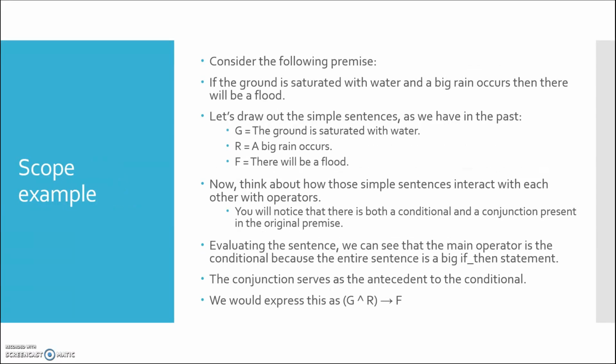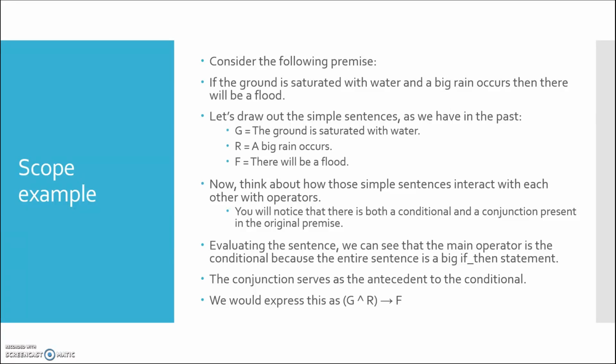So here's an example. If the ground is saturated with water and a big rain occurs, then there will be a flood. Using that premise, let's draw out the simple sentences. Let's have G mean the ground is saturated with water, R is a big rain occurs, and F to be there will be a flood. Now I want you to think about how those simple sentences interact with each other, with operators. You will notice that there is both a conditional, an if-then, and a conjunction present in the original premise.